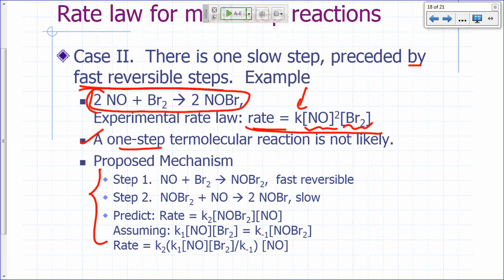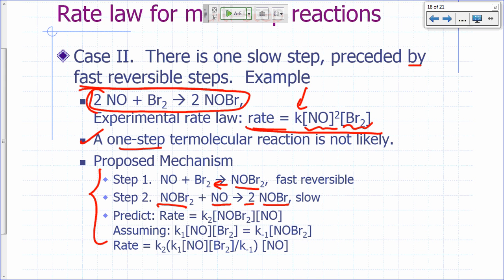So here's your first step. It's fast reversible, so I really should be drawing two arrows there. So in the first step, an NO collides with the Br2, and they get stuck to form NOBr2. And then that's reversible. That means when they get stuck, the NOBr2 could just also split up to give you back NO plus Br2. And then step 2, your NOBr2 collides with another NO and gives you your two NOBrs, which would be your products.